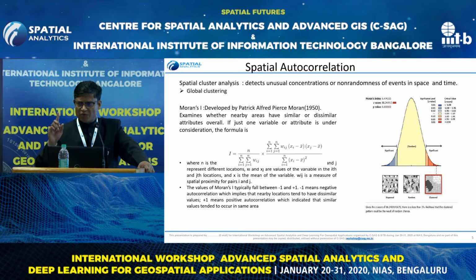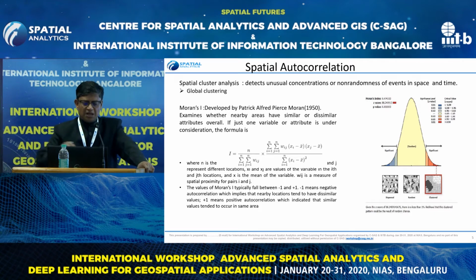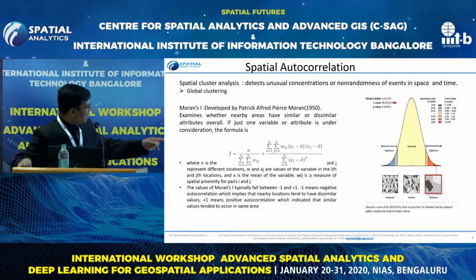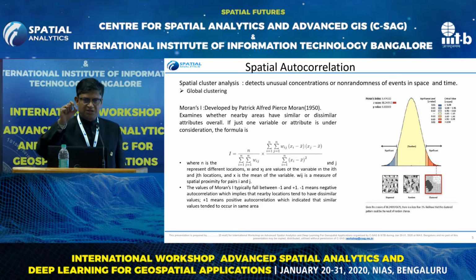If you take only one variable, for example whether obesity in one area and the other areas' populations are, then you use this formula as you see here, where n is the total number of observations, which can be points or polygons. If it is obesity data, it will be points.